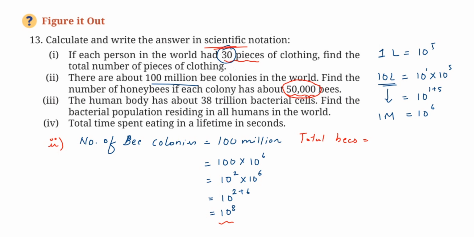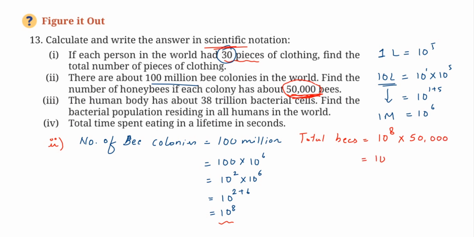How many colonies are there? 10 to the power 8. This 10 to the power 8 is the total number of colonies in the whole world. So to find the total bees, multiply these two. So 10 to the power 8 times, how many bees are there in each colony? 50,000. Now how can we write 50,000?